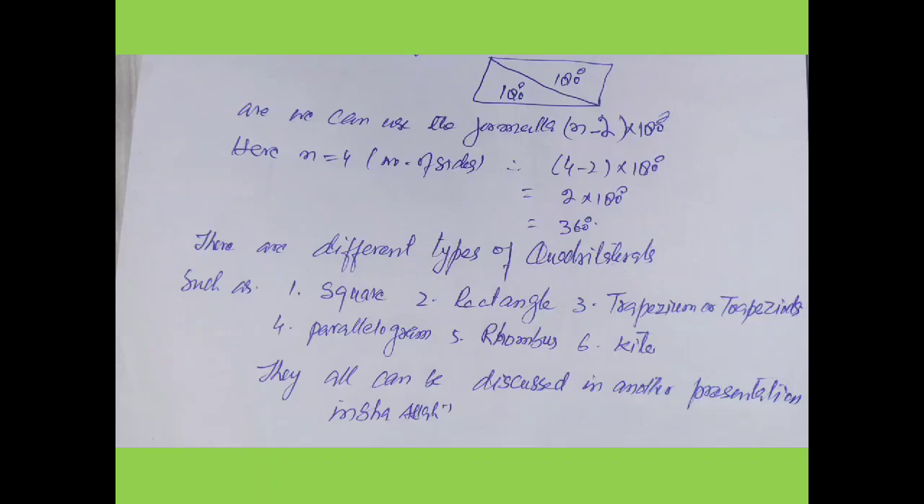There are different types of quadrilaterals, such as square, rectangle, trapezium or trapezoid, parallelogram, rhombus or rhombi, kite. They all can be discussed in another presentation, inshallah.